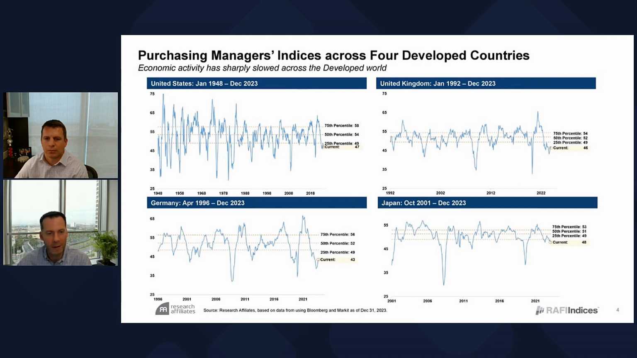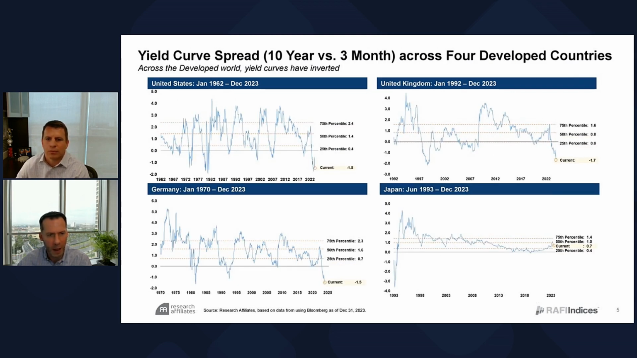Again, the U.S., this is the same chart we saw on the previous page, but if we look at the U.K., 46, again, lower than the 25th percentile. Same thing for Germany, all the way down at 43. Same thing for Japan. So this idea of our expectations for below trend growth is not just a U.S.-centric thing. It's across all these major markets. I'll click through a few more here.